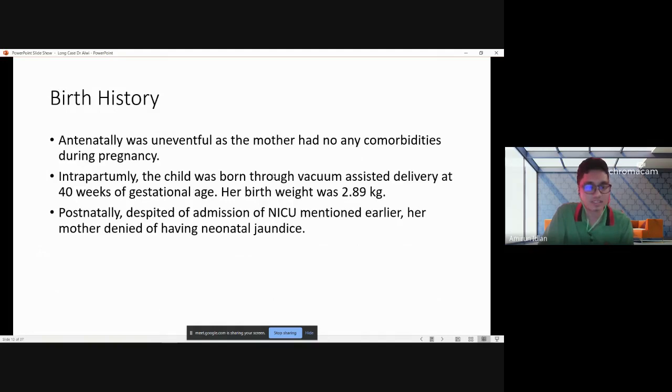For birth history, antenatally was uneventful, as the mother had no comorbidity such as GDM or hypertension during pregnancy. Intrapartumly, the child was born through vacuum-assisted delivery at 40 weeks of gestational age. Her birth weight was 2.89 kilograms. Postnatally, despite the NICU admission mentioned earlier, her mother denied any medical condition.